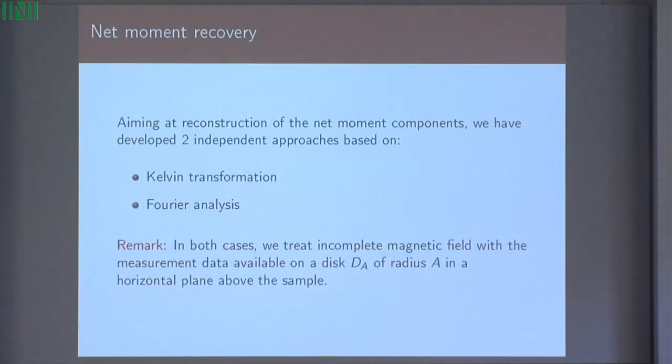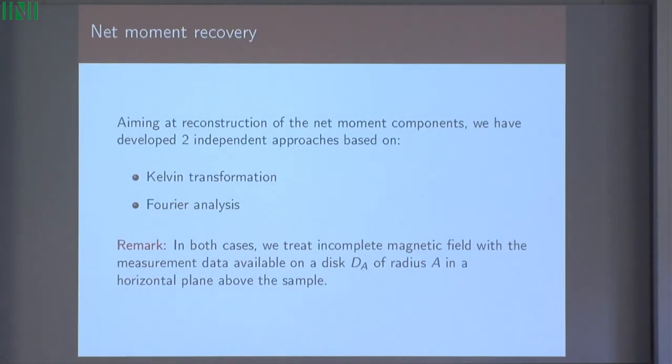So this would be the goal: to reconstruct what is called the net magnetization moment, so the average magnetization of the sample. So just finding three numbers essentially from all the measurements.